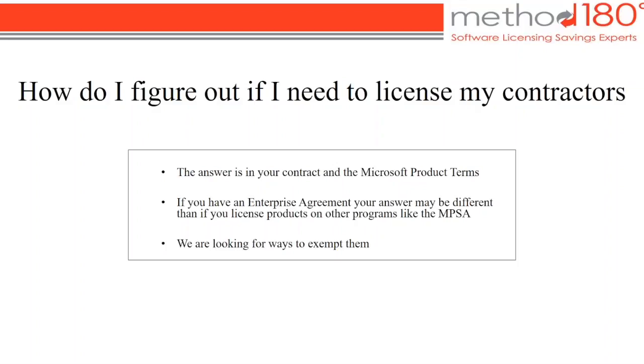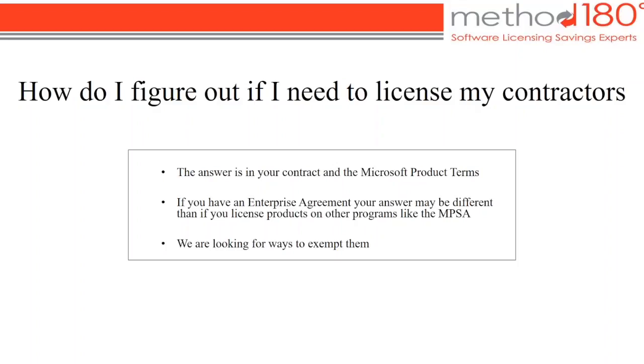Unfortunately, this is one of those scenarios where, depending on what you're doing and what program you're on, you may have a different answer. If I have an enterprise agreement, the answer is definitely going to be different than if I'm licensing through something like the MPSA program or Select. So you could have scenarios in your environment where, let's say you have an enterprise agreement for Office and Core CALs, but you don't have the Windows Desktop OS in, you may have to license contractors for Office and Core CALs, but not license them for the Windows OS. It really depends on your program.